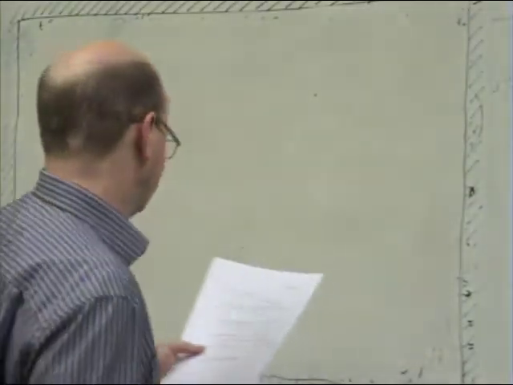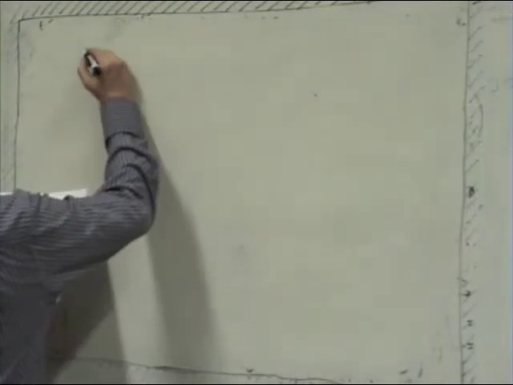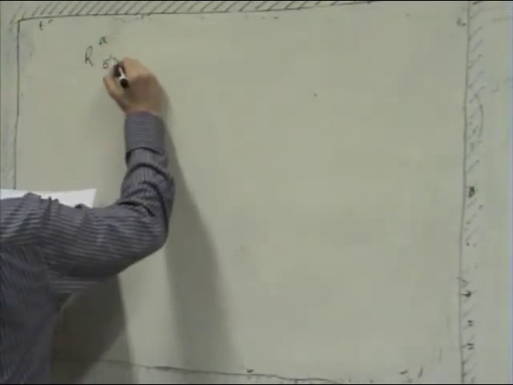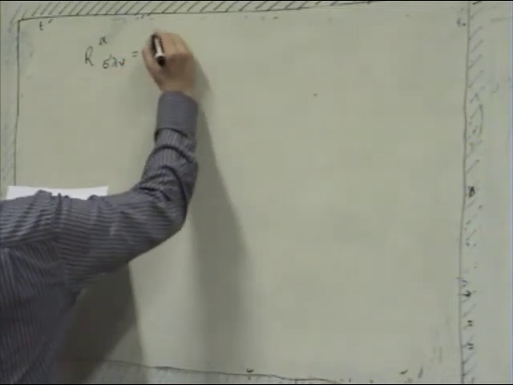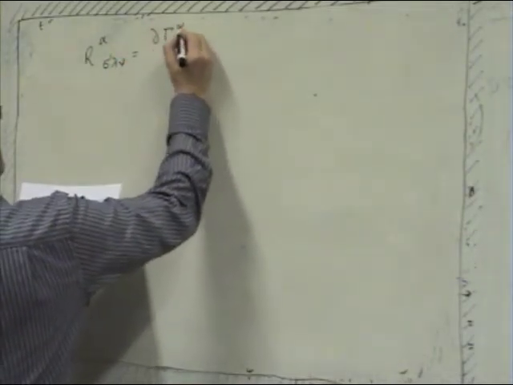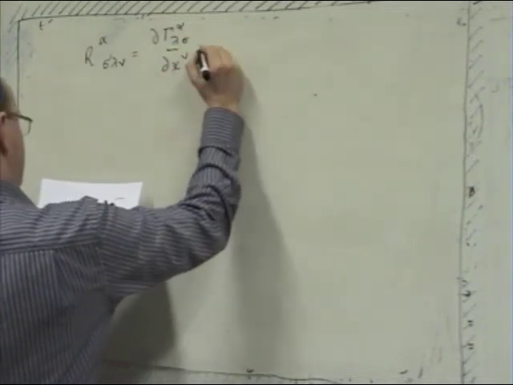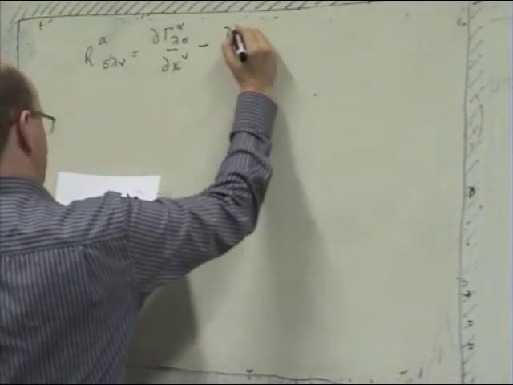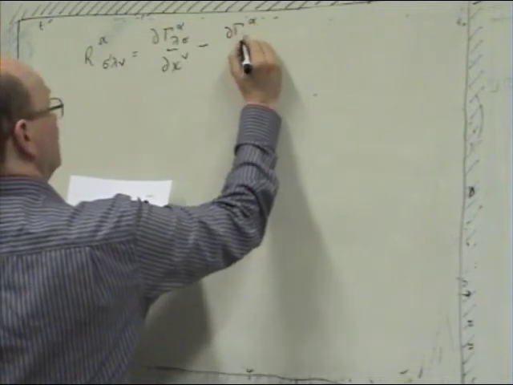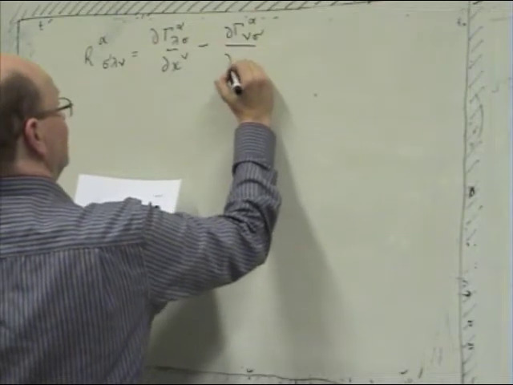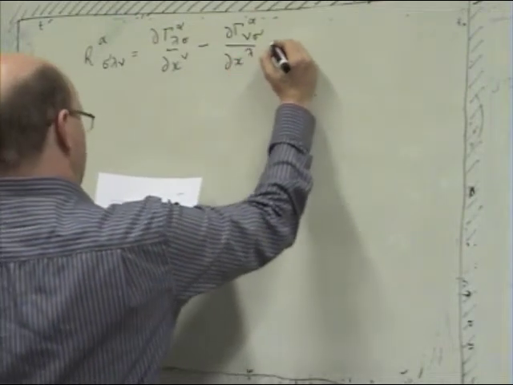PHY314. And this is a question about a Riemann curvature tensor, so let's write it down. This is a question for people who like lots of indices. We're writing it down in terms of the Christoffel symbols and their first derivatives.